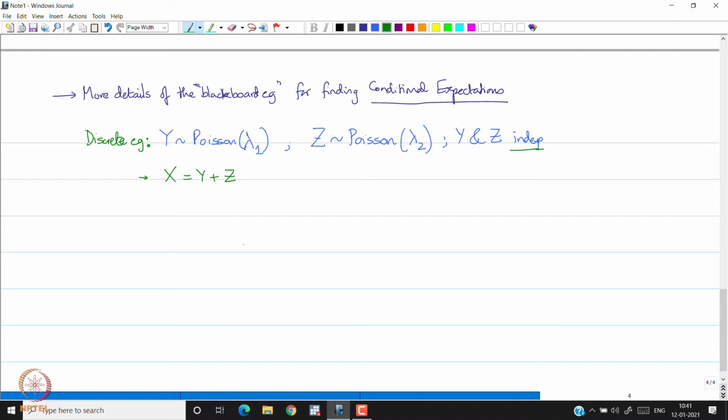right, and the problem was: find the conditional expected value of Y given that X took the value x naught. So, this was the problem, right. We have to find this conditional expectation. I am going to work out this thing in detail because I am not happy with not giving the details in the blackboard example. So, I am going to work out the steps in great detail. So, let us say solution.